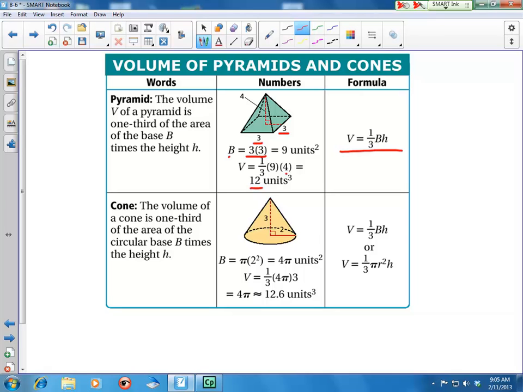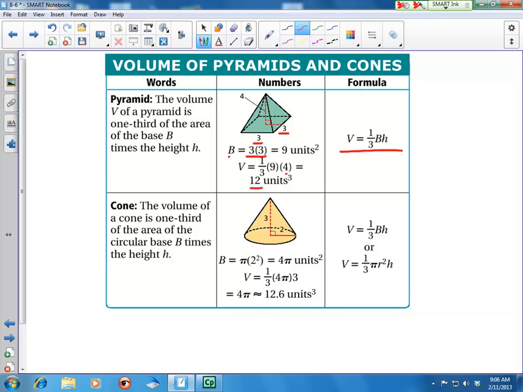So it's very similar to finding the volume of our cylinders and our rectangular prisms and our triangular prisms that we were doing last week, except in the front of that formula we stick a 1/3.